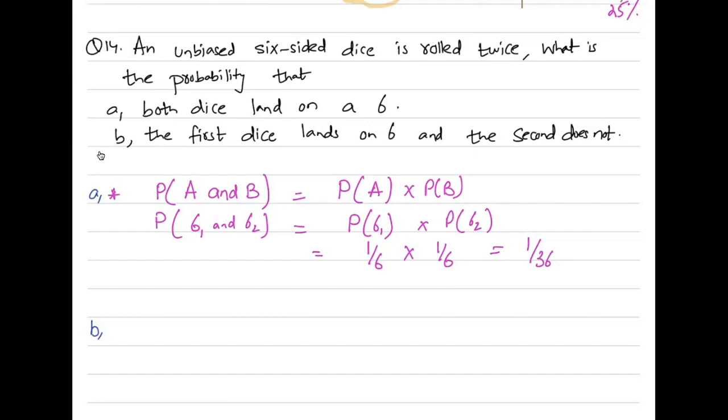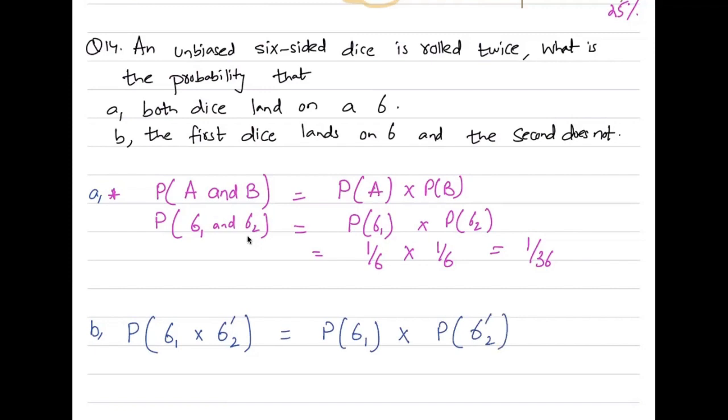Okay, now part B says the first dice lands on a 6 and the second does not. So we want the first dice to land on a 6 and the second dice to not. So 6 prime means not a 6 on the second die. So will the two events be independent? Yes. So the probability of getting a 6 on the first and not getting a 6 on the second dice is going to be equal to the probability of getting 6 on the first times the probability of not getting a 6 on the second.